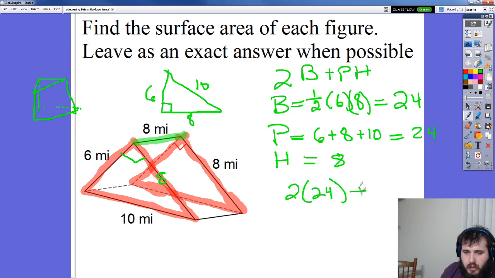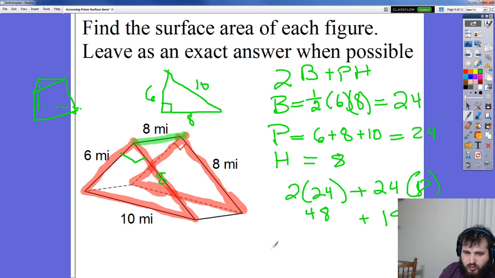2b plus ph. That's an 8. 2 times 24 is 48. 24 times 8. Well, 24 times 2 is 48. 48 times 2 is 96. 96 times 2 is 192. Sometimes you have to break it down.